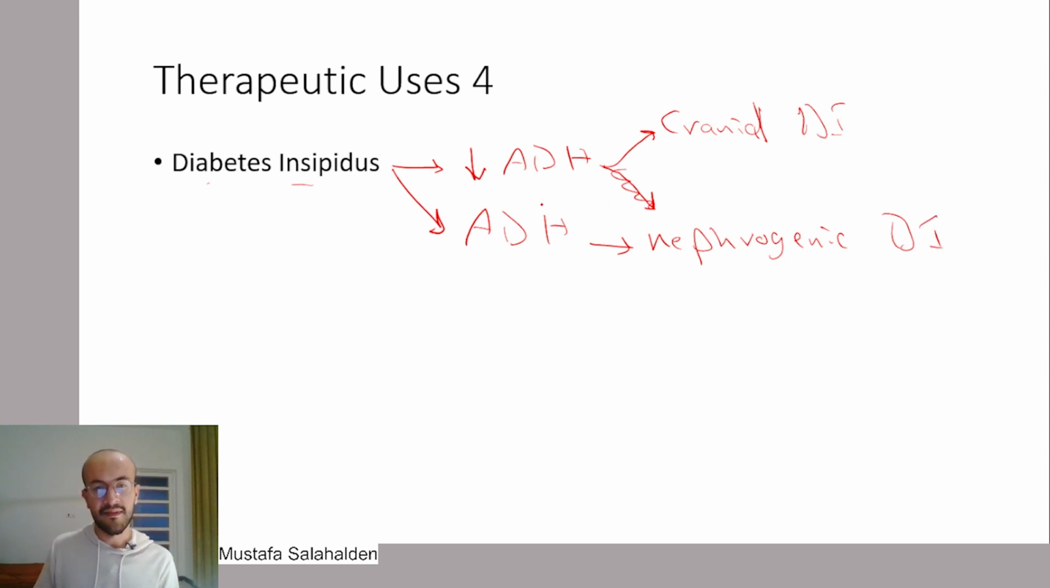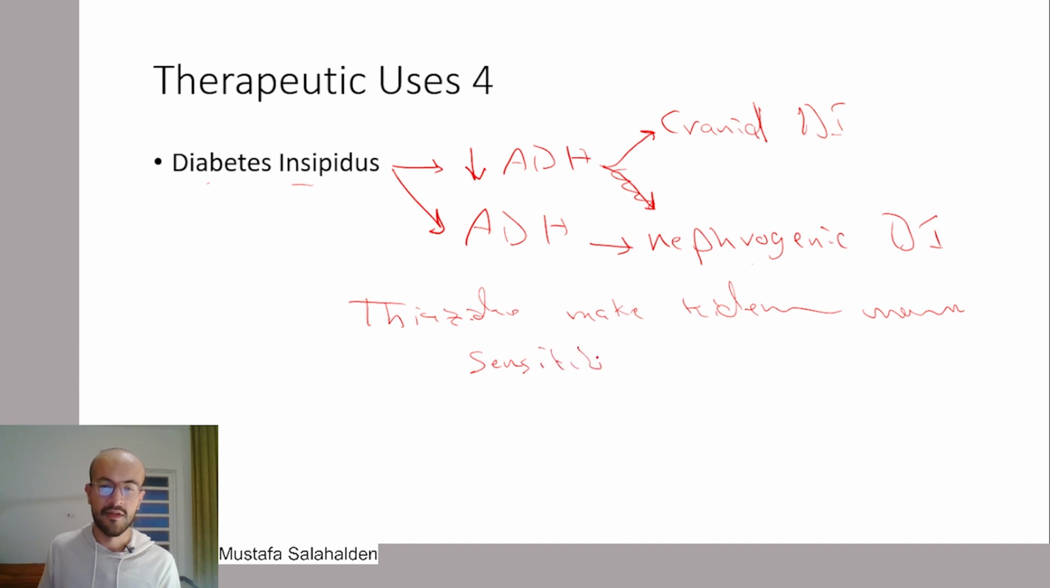The thiazides would not help us in the cranial type of diabetes insipidus. They would help us in the nephrogenic type, because thiazides make the kidney more sensitive to ADH, and that gives us a treatment for nephrogenic diabetes insipidus. So thiazides make the kidney more sensitive to ADH.